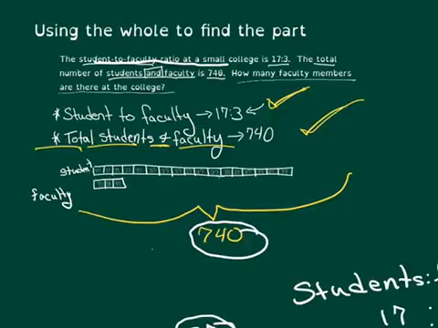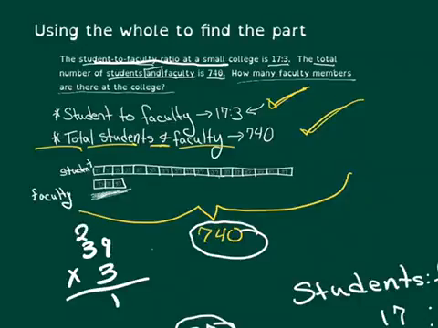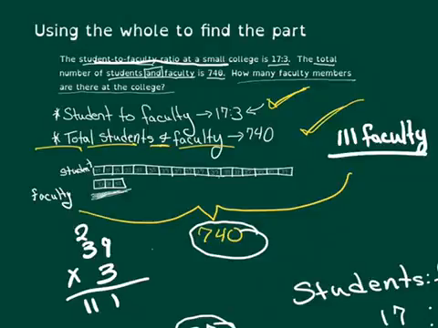So let's look at our faculty here. Well, there are 3 sections of 37. So in order to find the total number of faculty members, it's going to be 37 times 3. So 7 times 3 is 21, carry your 2, that's 9, is 11. So there's going to be a total of 111 faculty members. And then I'm done.